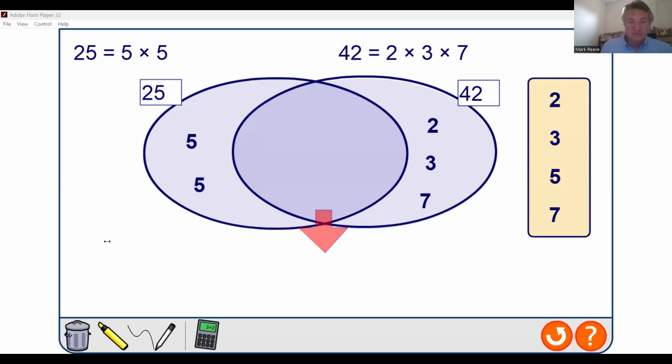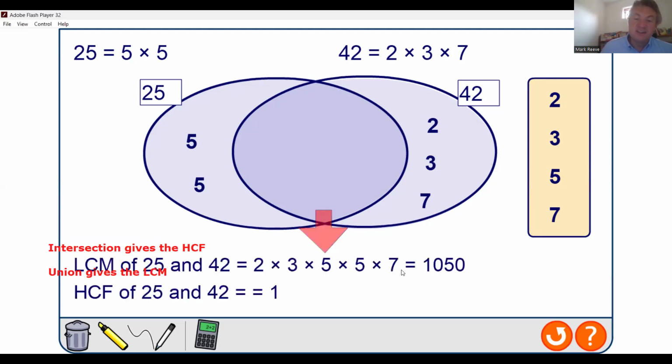So this gives us an important rule. The intersection gives the highest common factor, and the union gives the lowest common multiple. If we look at this, therefore, the highest common factor will be just 1, and the lowest common multiple will be 5 times 5 times 2 times 3 times 7, which is 1050.